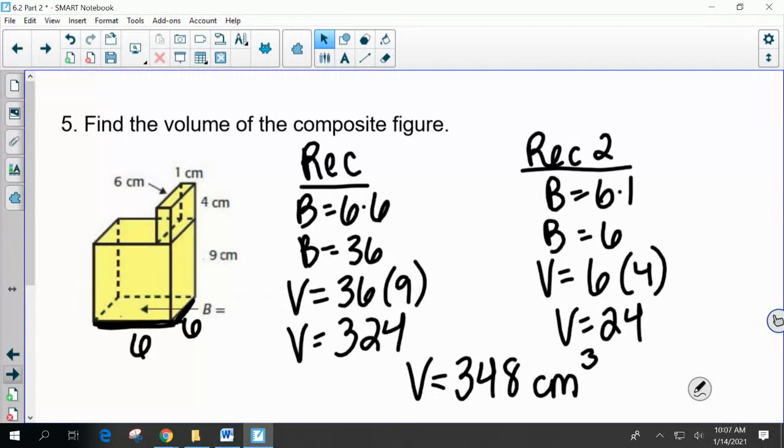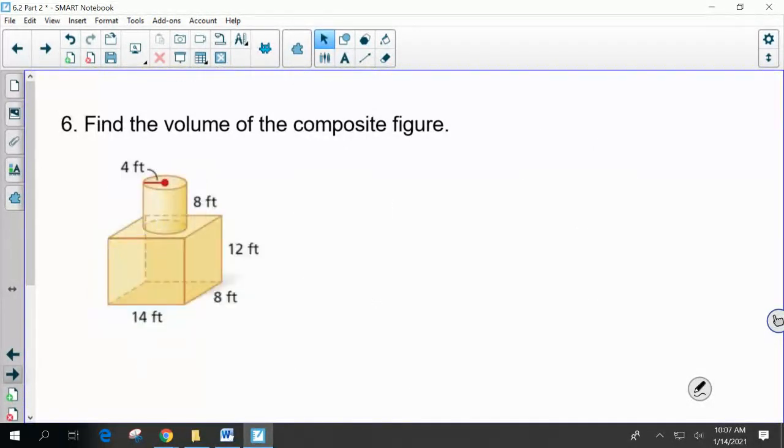Okay. Number 6. This is a what and a what? Cylinder and a rectangular prism. Both of those together. Okay, so let's do the rectangular prism first. So what 3 numbers are going with that? 12, 8, and 14 go with the rectangle. So right here, 12, 8, 14.